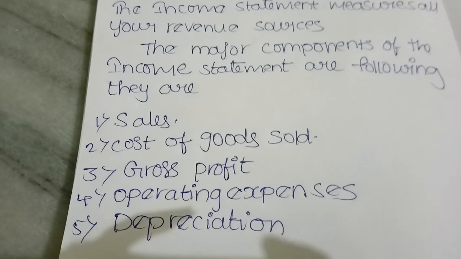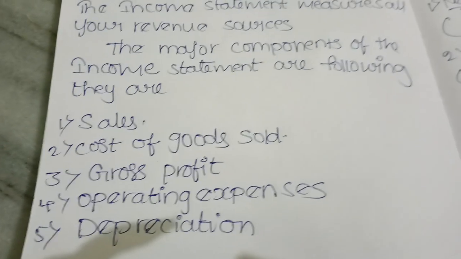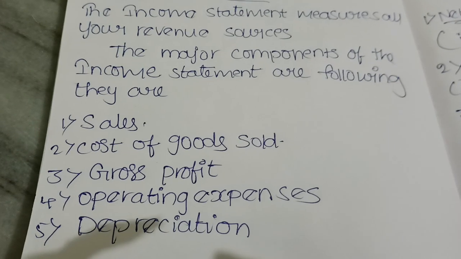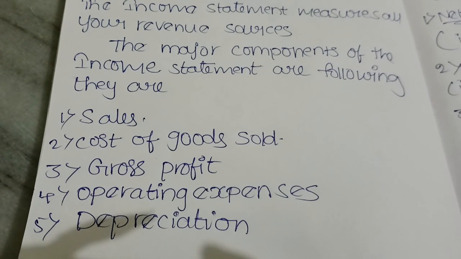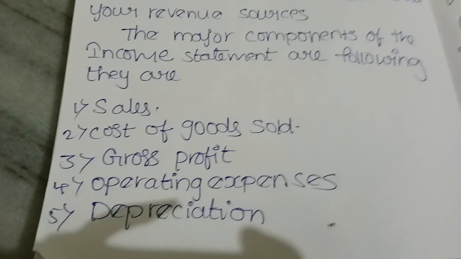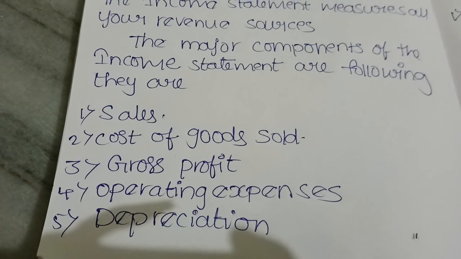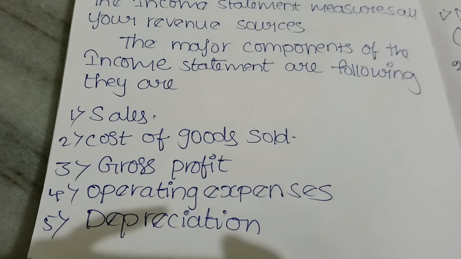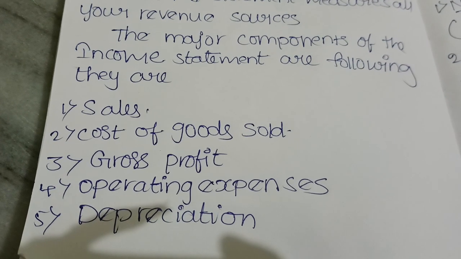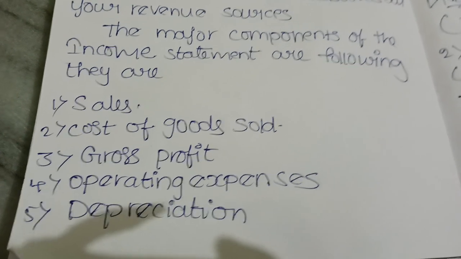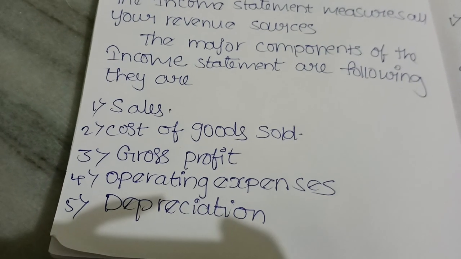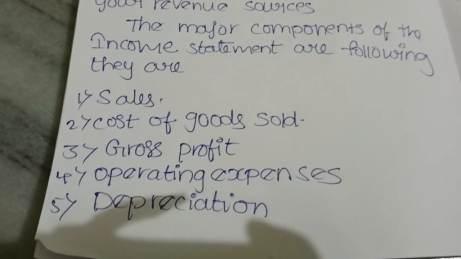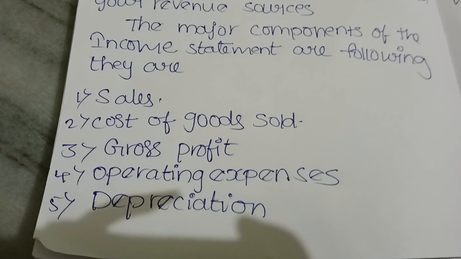Next one is operating expenses. Operating expenses are the selling and administrative expenses that are necessary to run a business. I will give one example so you can understand. It includes office salaries, insurance, advertising, sales commissions, rents, etc. These come under operating expenses.